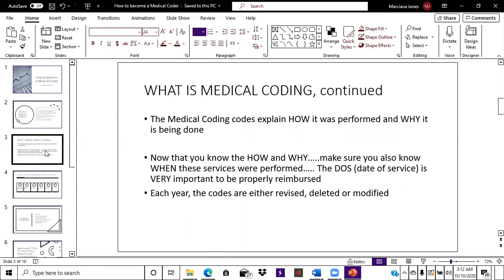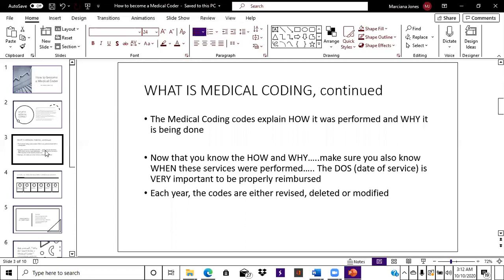Now that you know the why and the how, make sure you know the date of service. The date of service is very, very important, especially when it comes to submitting the insurance claim to the insurance company. So it's going to be very important that the date of service is included on the chart.